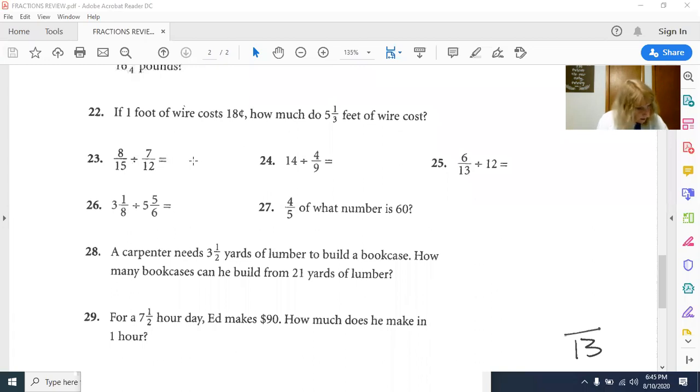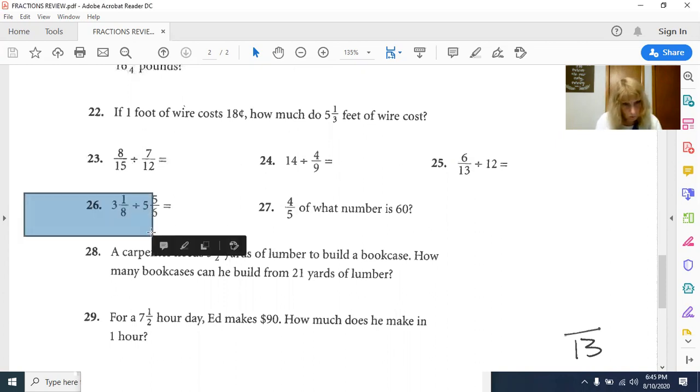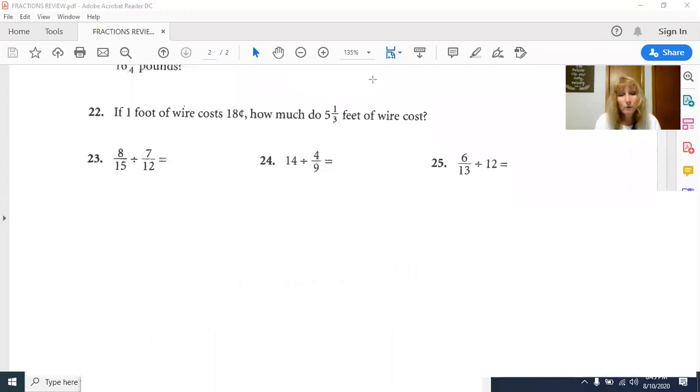23 is 8/15 divided by 7/12. Let me make a little white space. Try it again. Okay, so what we're doing.